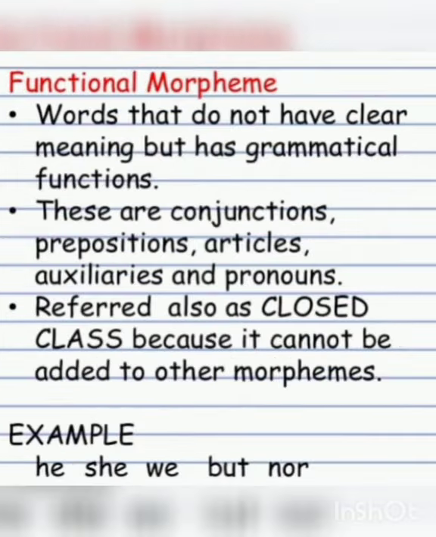A functional morpheme is a free morpheme that is used as a function word, such as a conjunction like and or a preposition like in. They are a closed class of words. We almost never add new ones to the language.